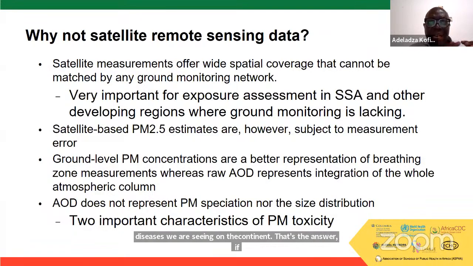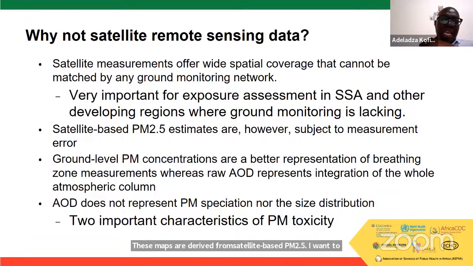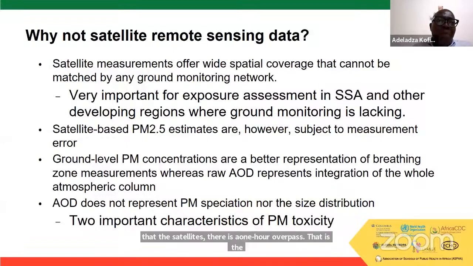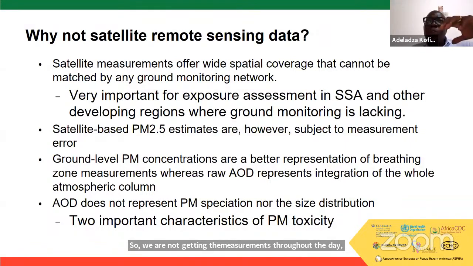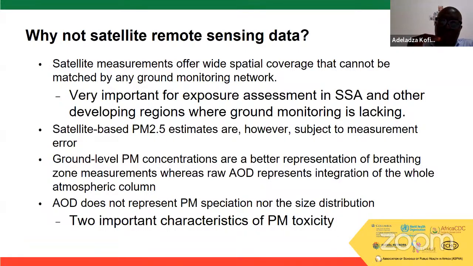I indicated that I have issues with the maps that are generated, and it's because we have limited data on the continent. These maps are generated from satellite-derived PM2.5. In the interest of time, I just want to highlight two very important things. First, the satellites have a 1 hour overpass. So just the 1 hour overpass is the measurement that we get. We are not getting the whole compendium of measurements throughout the day, which ground monitoring data would give you. The other issue is that the AODs represent the whole atmospheric column, whereas a ground monitoring installation will give you breathing levels.